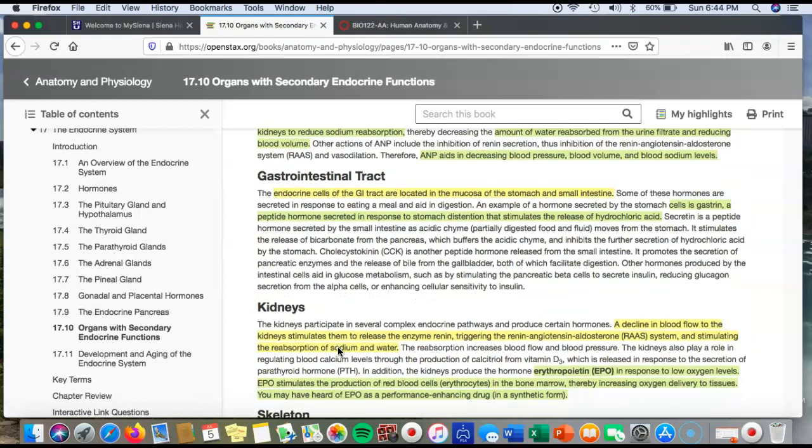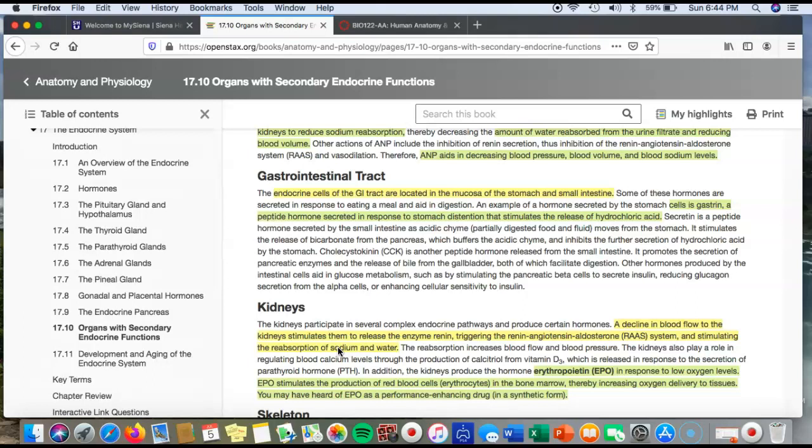Let's move on to the gastrointestinal tract, or the GI tract. The endocrine cells of the GI tract are located in the mucosa of the stomach and small intestines. Some of those hormones are secreted in response to eating a meal, like to aid in digestion. One example is gastrin, a peptide hormone that's secreted in response to stomach distension, which basically just means your stomach is getting full, and it stimulates the release of HCl, or hydrochloric acid, which is an extremely acidic material that will start breaking down whatever's in your stomach.